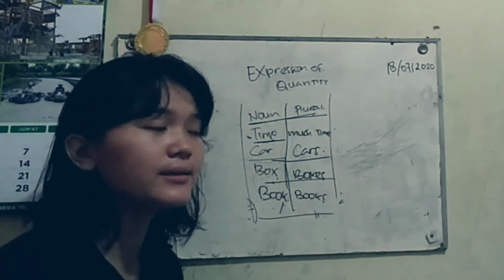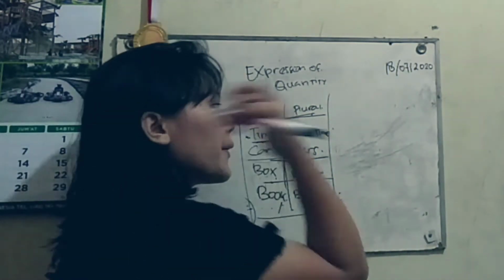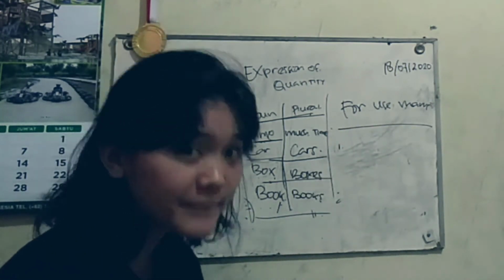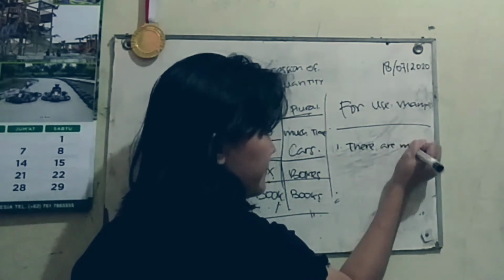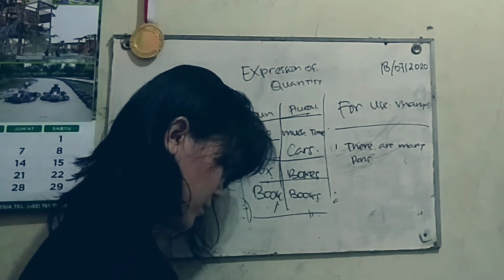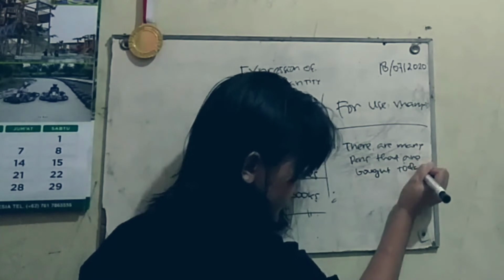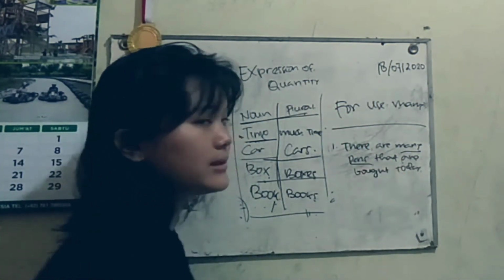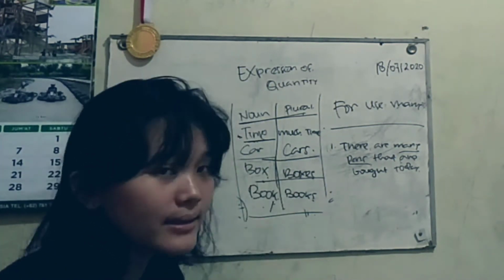Here, the last part, I want to make example sentences for use meaning. I just give you two examples, guys. Number one is there are many fans that are full today. Many fans. Don't forget when it is used to count noun, you must add s or es at the end.